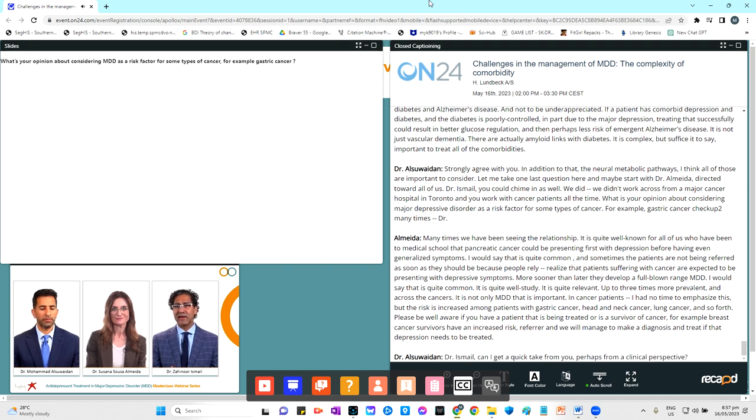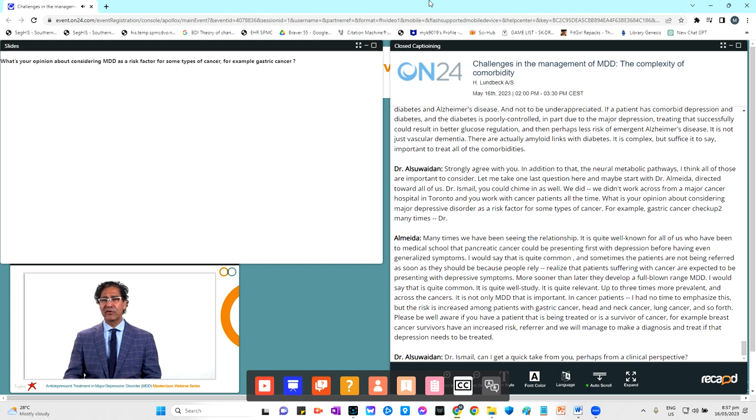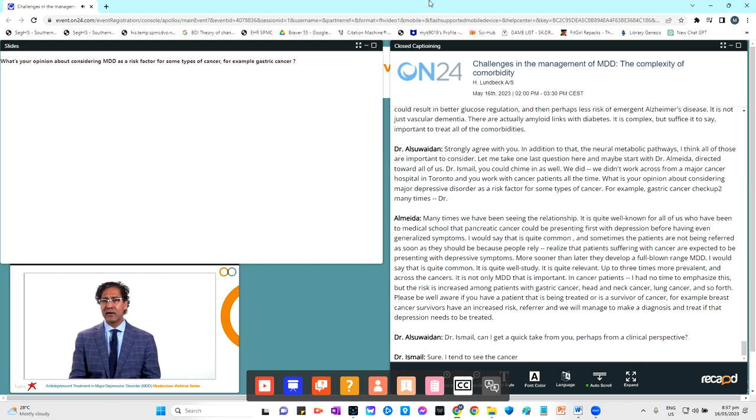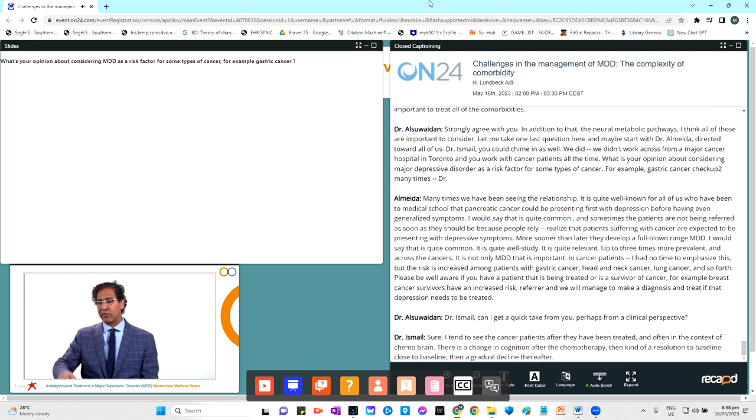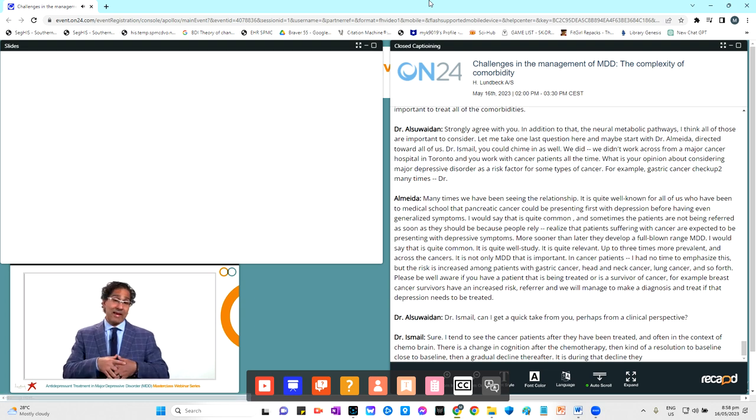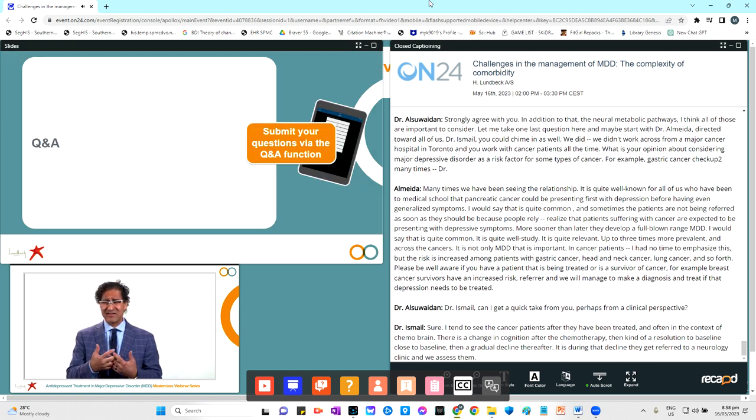Sure. I tend to see the cancer patients after they've been treated, and often in the context of chemo brain that's been mentioned. And the trajectory usually is that there's an acute change in cognition after the chemotherapy, and then kind of a resolution to baseline or close to baseline, and then a gradual decline thereafter. And it's during that decline that they get referred to neurology clinic, and we assess them. And major depression is often comorbid at that stage, requiring treatment.